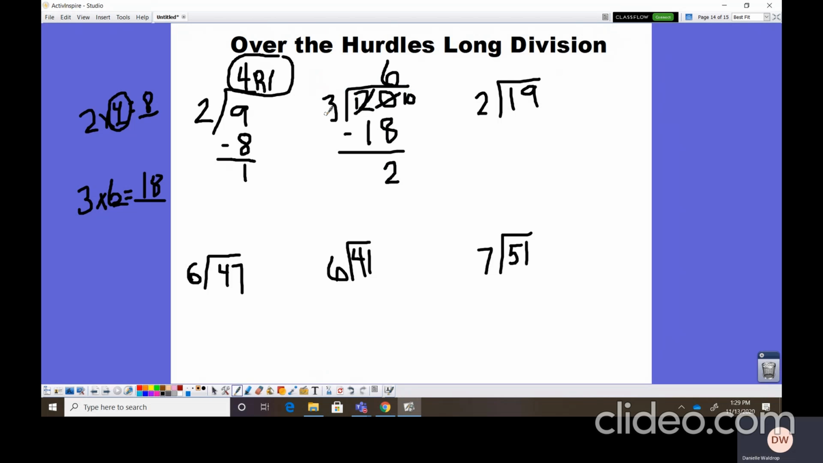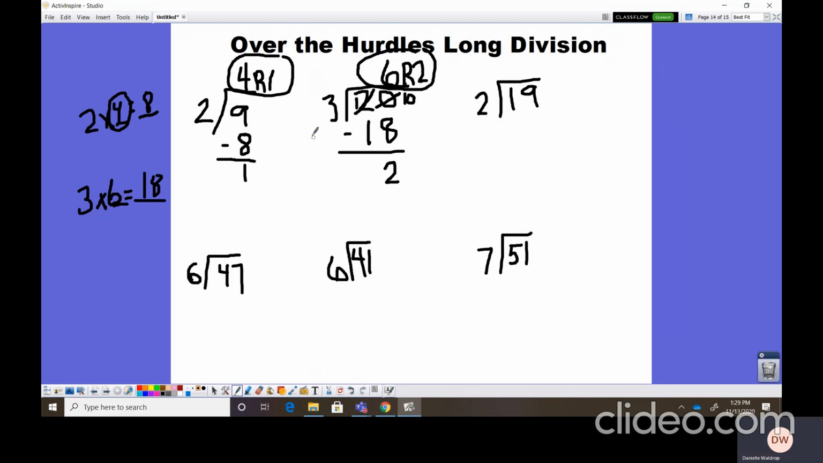Well, your divisor is too big. You cannot put 3 into 2. So when you know that this number here is bigger than the number on the bottom, that is your remainder when you cannot put it. When this one's bigger than the number on the bottom, that's your remainder. So 6, remainder 2. That is your answer.